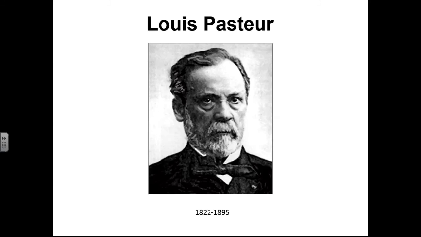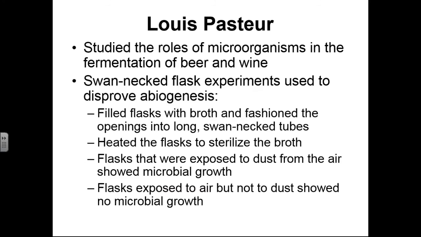We need to highlight Louis Pasteur. He is a giant in the field of microbiology. He was born in 1822, died in 1895. I included a mugshot of him because he is that important. What did Louis Pasteur do? Louis Pasteur studied microorganisms related to the fermentation of beer and wine. He also invented the process of pasteurization, which we commonly do today for our fluids, to remove microbes from our fluids to keep the fluid shelf safe. It's kind of a tongue twister there.